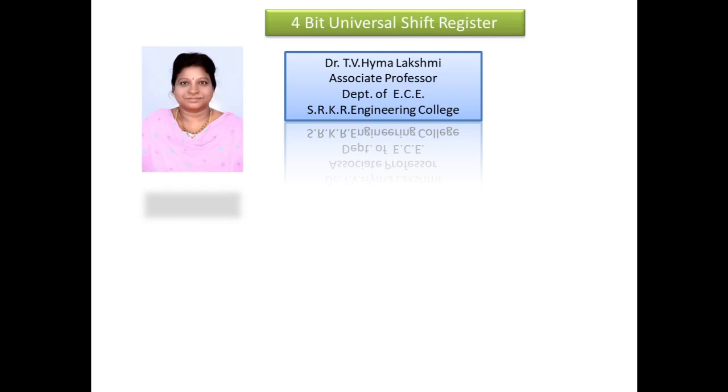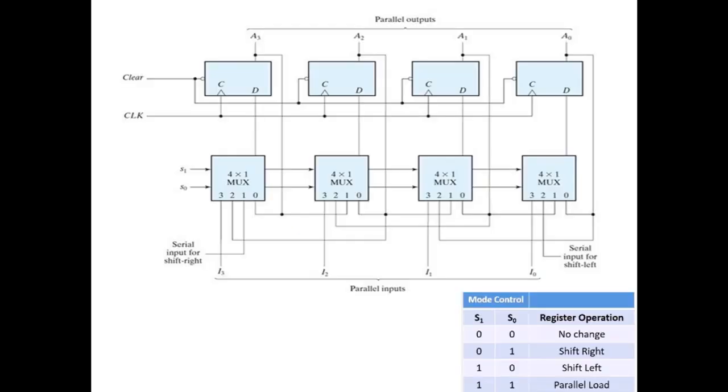In this lecture, I would like to discuss the 4-bit universal shift register. This is the diagram of the 4-bit universal shift register. It consists of 4 D flip-flops and 4 4-to-1 multiplexers. It can be extended to an n-bit universal shift register by adding a few more.